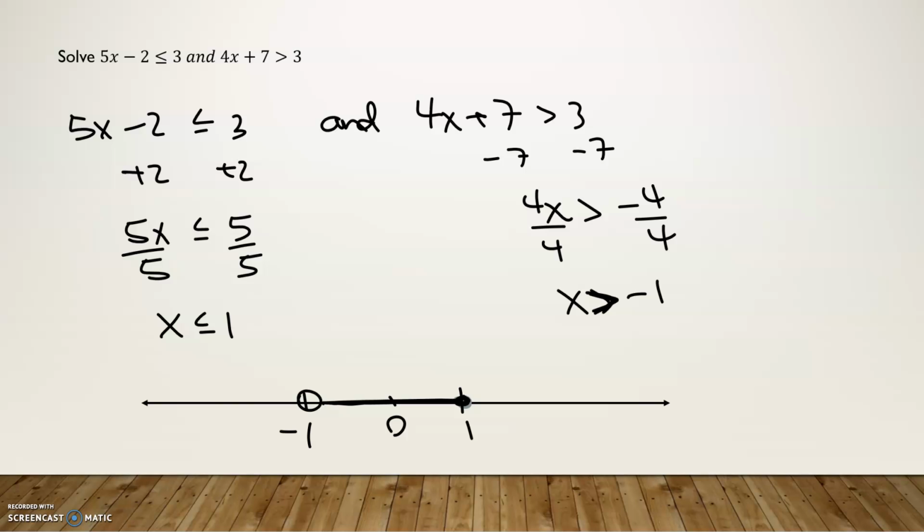Okay, so set builder notation. We would go between negative 1 and 1, or we can start at negative 1, parentheses because I have an open circle there, and we go to positive 1, and I'm going to have a bracket because I had a closed circle on 1.